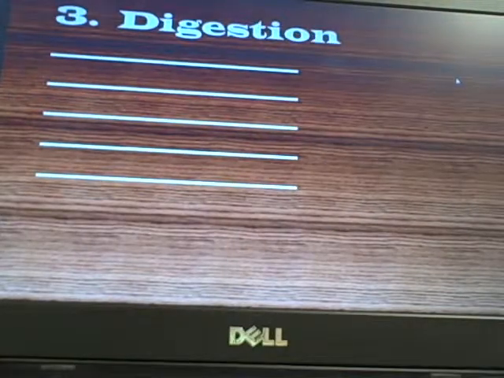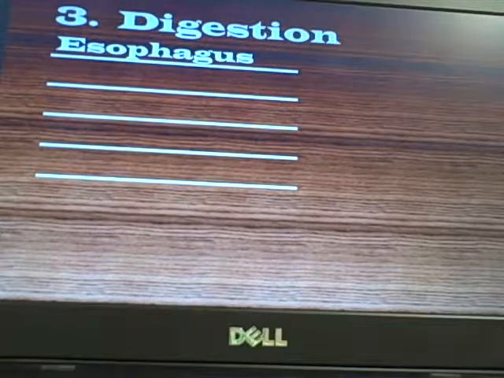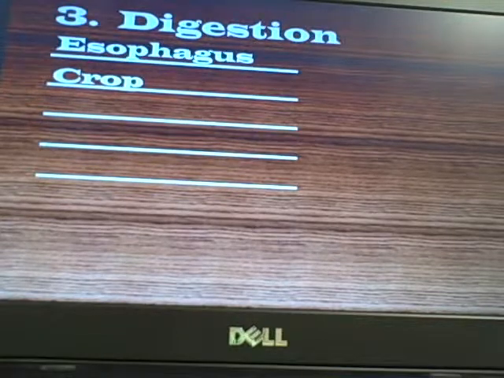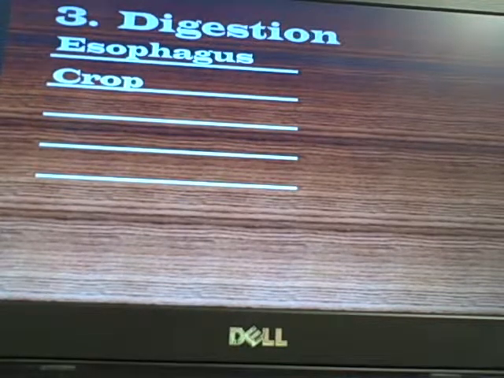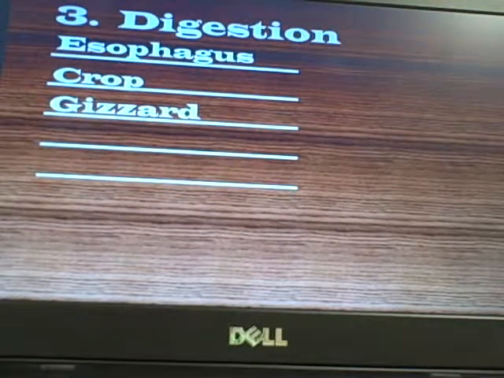All right, digestion. Let's talk about similarities and differences. Birds have an esophagus. Hopefully that sounds familiar because we've talked about worms having an esophagus, and we obviously have an esophagus. Birds have a crop, and that should sound familiar because we talked about crops when we were talking about worms. Birds have a gizzard. Again, sounds similar because worms have gizzards.